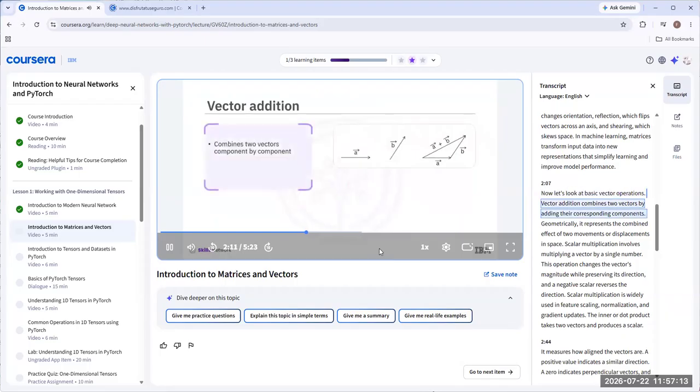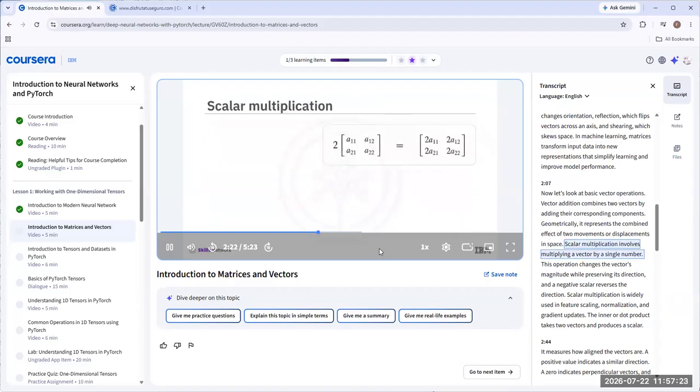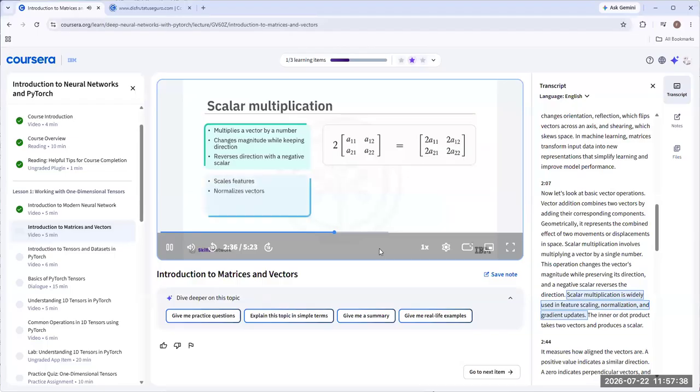Vector addition combines two vectors by adding their corresponding components. Geometrically, it represents the combined effect of two movements or displacements in space. Scalar multiplication involves multiplying a vector by a single number. This operation changes the vector's magnitude while preserving its direction, and a negative scalar reverses the direction. Scalar multiplication is widely used in feature scaling, normalization, and gradient updates.